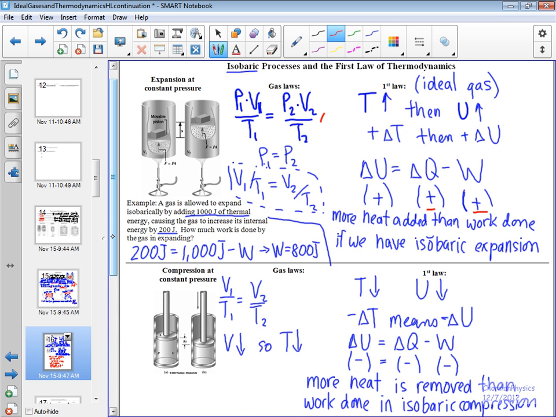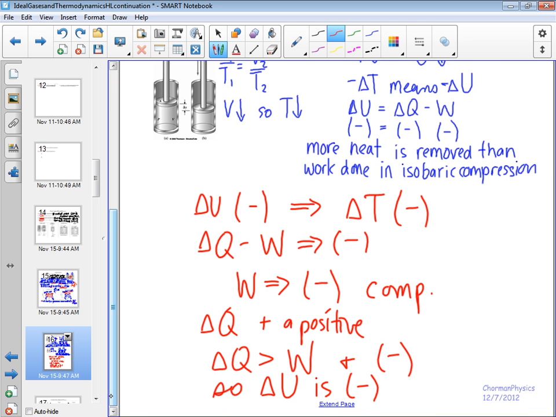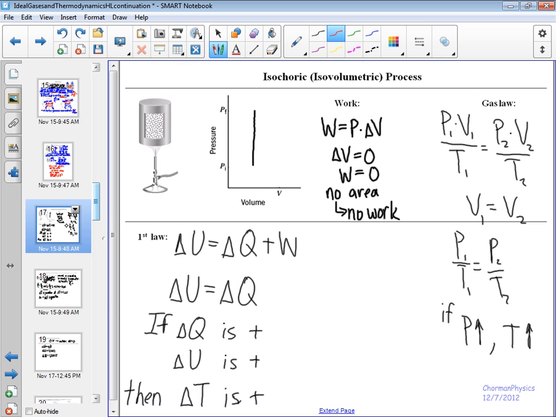You can follow the same logic for the previous example with the expansion. I didn't explain it so well, but delta U must be positive, because the temperature goes up. And if that's the case, and we have an expansion, we know work has been done by the gas. That's going to be positive. And so delta Q must be more than work for that to work. Again, when you think in terms of efficiency, that also holds.